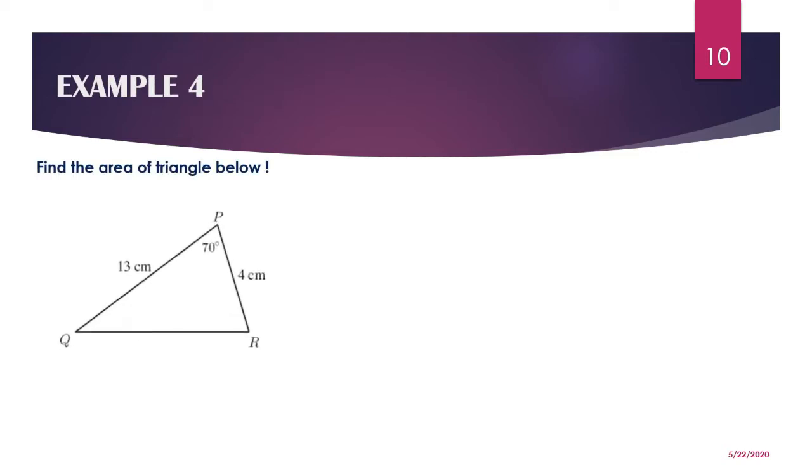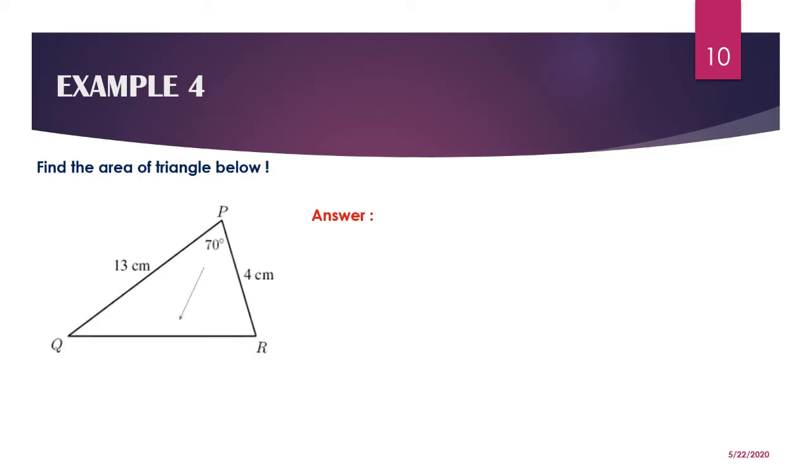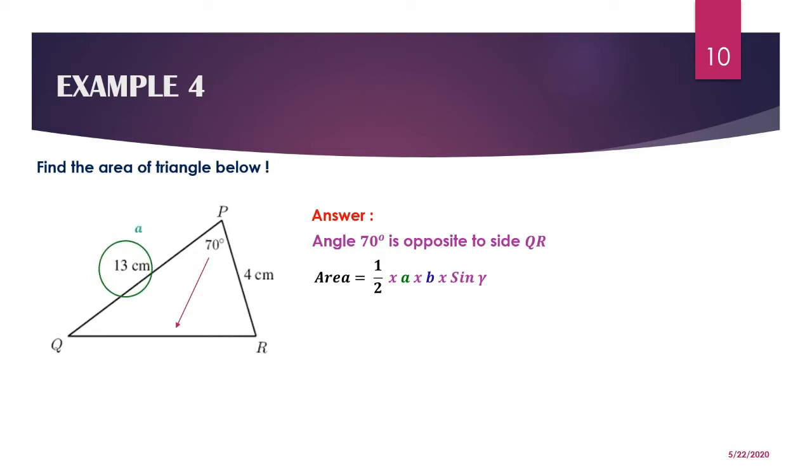If you look at the triangle PQR, angle P is 70 degrees, covered by 13 and 4. QR is opposite to angle 70 degrees. So the area is a half times a times b times sine gamma. A is 13 and b is 4. Remember, 13 and 4 cover angle P. So the area is a half times 13 times 4 times sine 70 degrees.